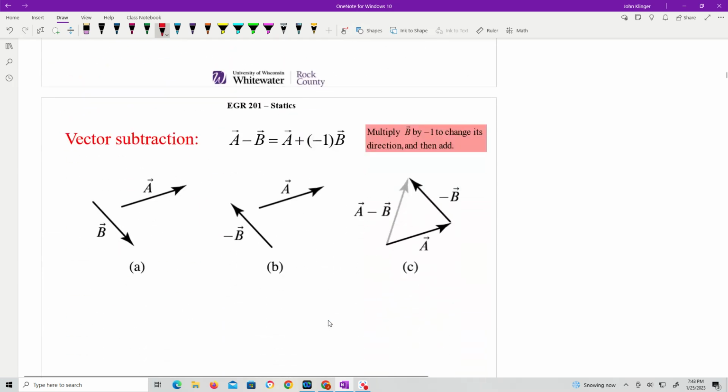And the way it works in vector subtraction is I have these two vectors. You'll see this is the negative of that vector. Now I can add them together. Easy head to tail method.